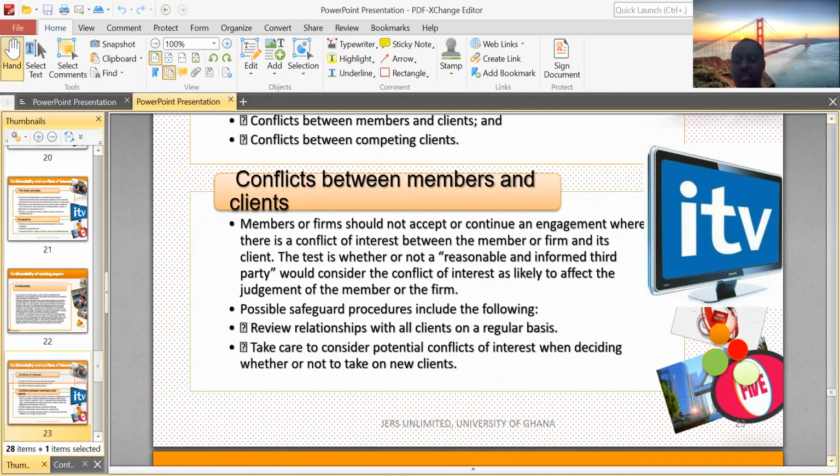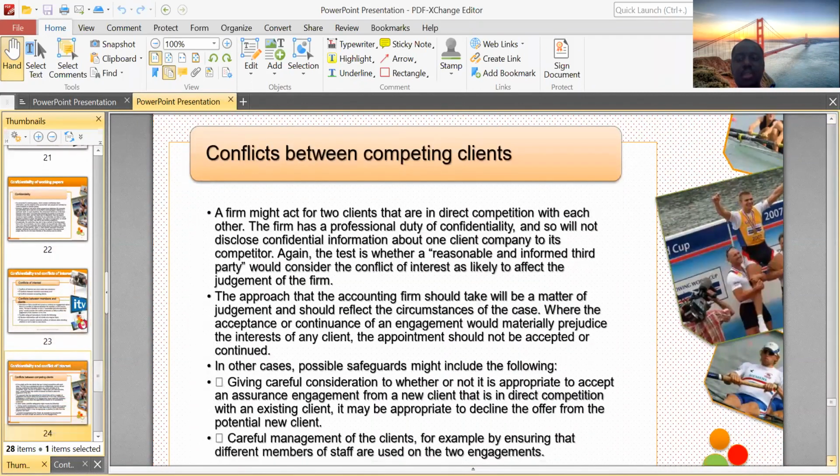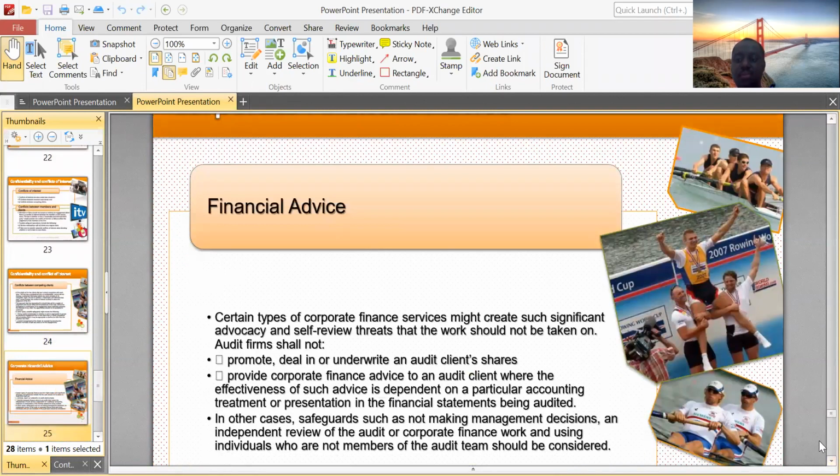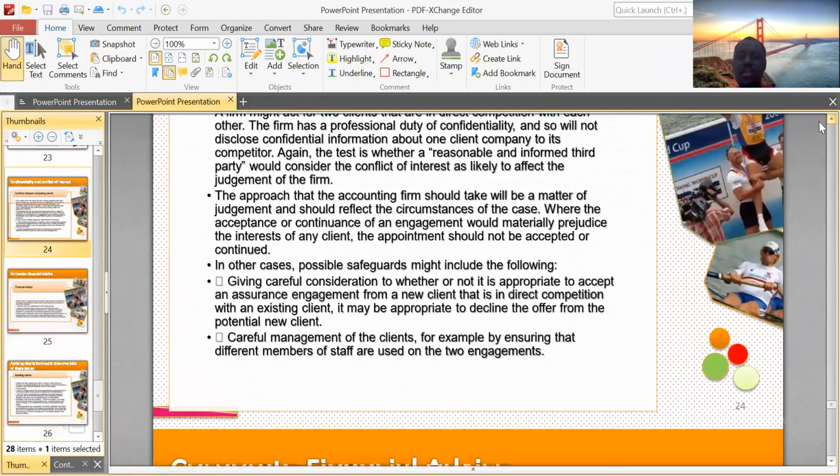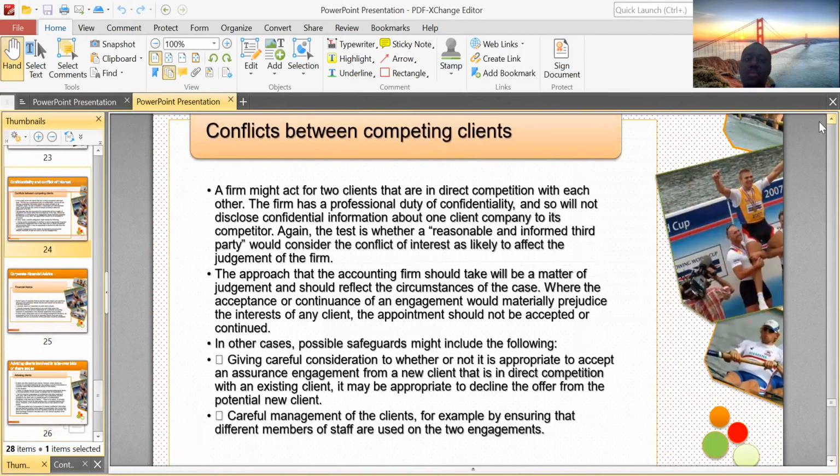Now let's move on to the second type. These are conflicts between competing clients. So let me explain this to you. There are situations where an audit firm might have competing clients. They might audit or provide services for two clients that are in direct competition with each other. So let me give an example. Let's say MTN and Vodafone are in competition with each other, and they share the same auditor.